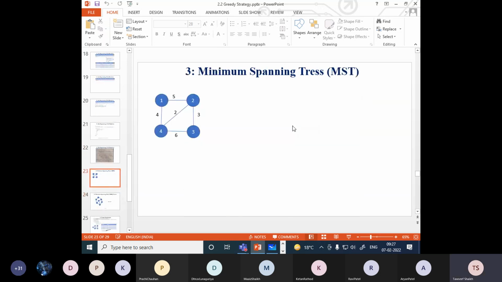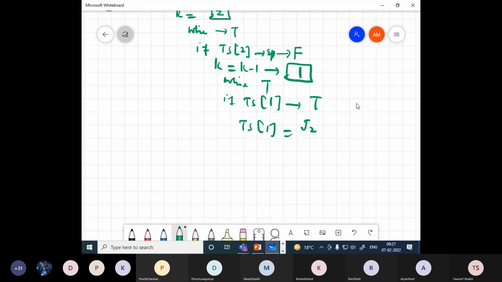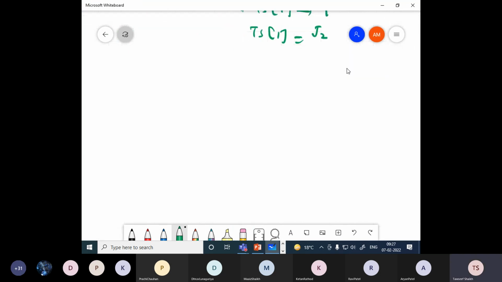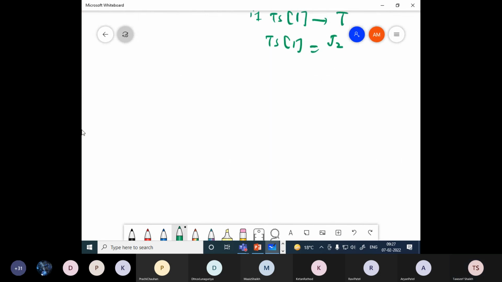Okay, now we will shift to another topic, that is also a greedy algorithm, which comes under the design strategy of the greedy approach.